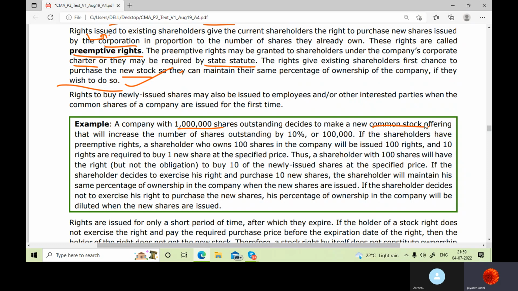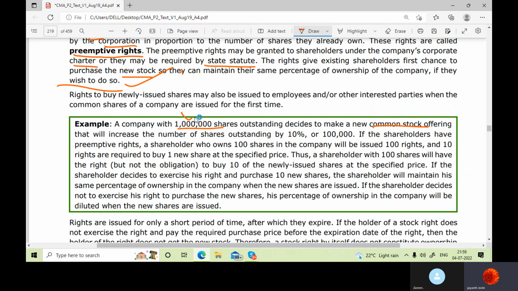So already, let me be very clear, the rights issue which is done gives the existing shareholders the right to buy the fresh issue of shares or additional issue of shares. Okay, so now the company already has these many shares outstanding, and they again want to issue new stocks and raise capital. So they are coming out with the rights issue.